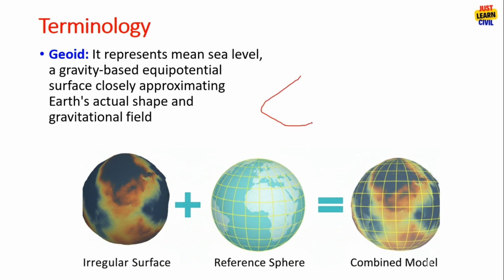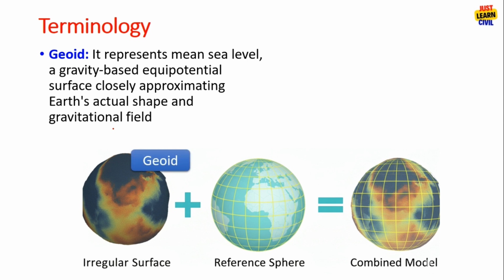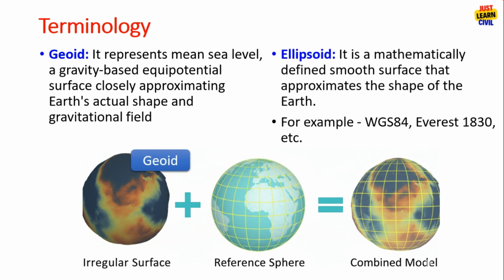If this is the geoid, then it doesn't have any fixed mathematical equation, so we need to approximate it by giving a mathematical equation, and the process of approximating is the reference sphere, that is the ellipse. This is the geoid, and ellipse is the mathematical equation that approximates the smooth surface of the Earth.